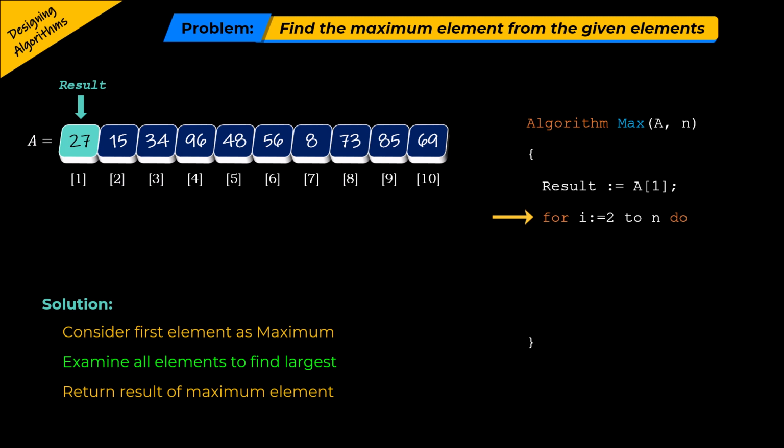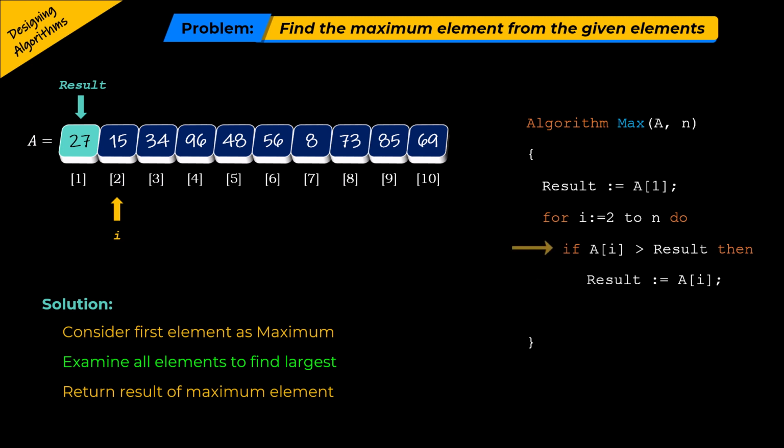Now, since variable i is initialized to 2, the variable i will be currently pointing to the second index of the array. Then, while examining the elements, we will compare each element in the array with the value stored in the variable result, that is the largest element so far. So, we will use an if statement with the condition as A of i greater than result. If this is true, that means we found some other element which is larger than the element stored in the result. So we will assign this larger element, that is the element in A of i, to the result variable.